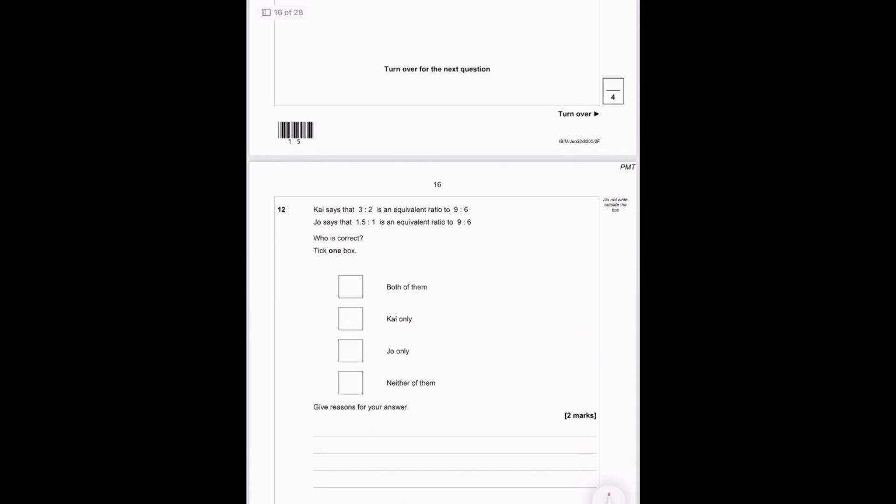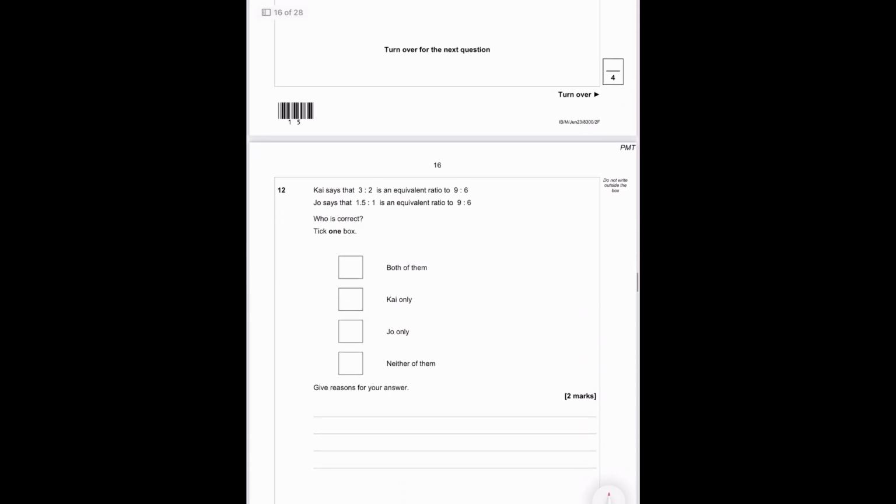Kai says that 3 to 2 is equivalent to a 9 to 6 ratio. Jay says that 1.5 to 1 is equivalent to a 9 to 6 ratio. Who is correct? Well, both of them. Let's give reasons for your answer. So 9 to 6, if we simplify that, if we divide by 3, we get 3 to 2. And if we divide that by 2, we get 1.5 to 1.